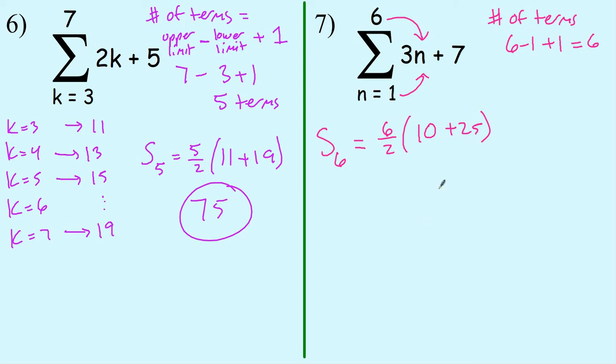We work that out. Let's see. So we get 3 times 35, 105. All right, but that's how we do it. Hopefully this is making sense. If not, just please talk to me in class.